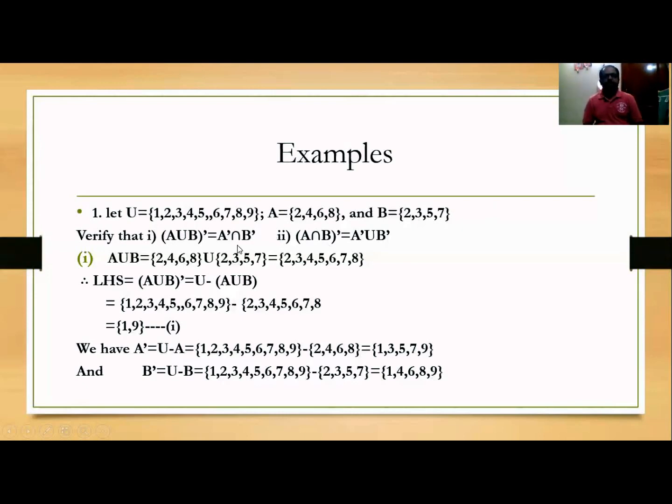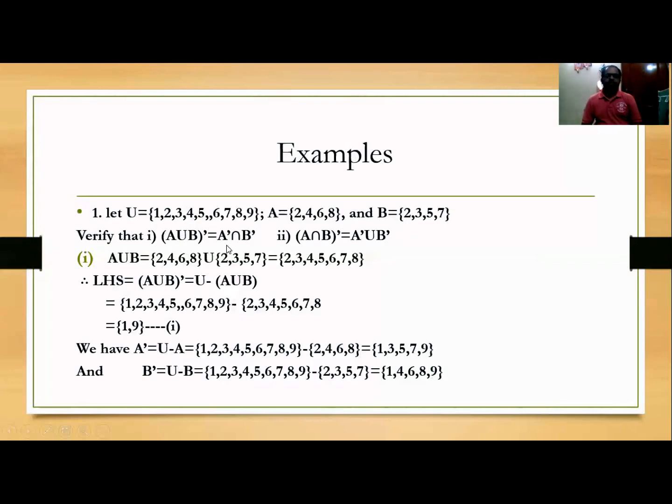Can you recall the property of the complementation of a set? Yes, it is: the complement of a union is the intersection of their complements, and the complement of an intersection is the union of their complements. Yes, that is De Morgan's law. So you are going to verify De Morgan's law on these three given sets: the universal set and the sets A and B. Okay, so let's see the first one.